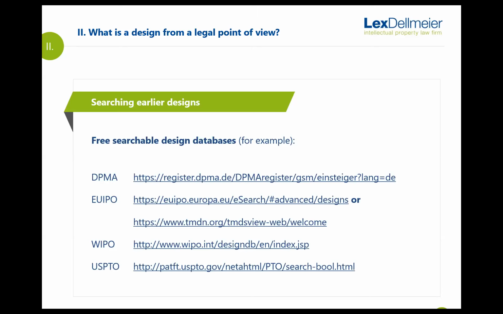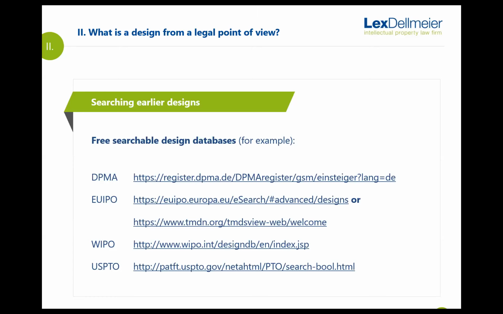So what are the free searchable databases? We've put some examples and links here. The German Patent and Trademark Office, the EUIPO is rather good, WIPO, and as another example, the US PTO. So you can search here. However, I may warn you, design searching is something very special. It is a profession by itself, searching designs. So our recommendation would be to actually engage an expert in that field, and there are a couple of them out there here in Germany.